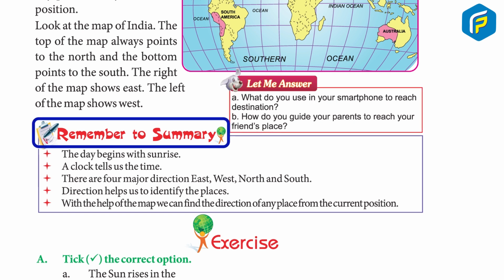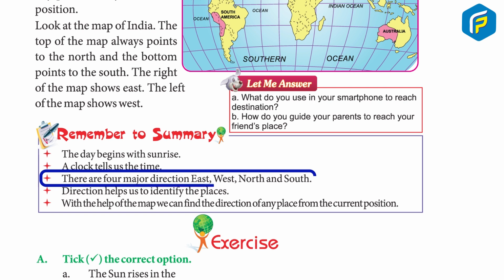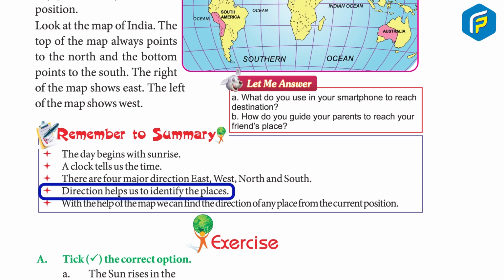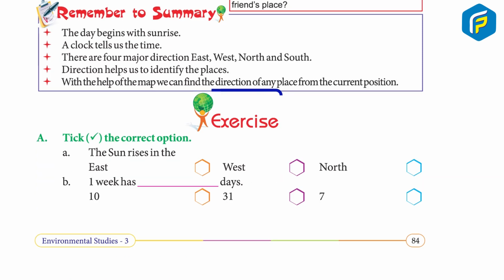Remember to summarize. The day begins with sunrise. A clock tells us the time. There are 4 major directions: east, west, north, and south. Directions help us to identify the places. With the help of the map, we can find the direction of any place from the current position.